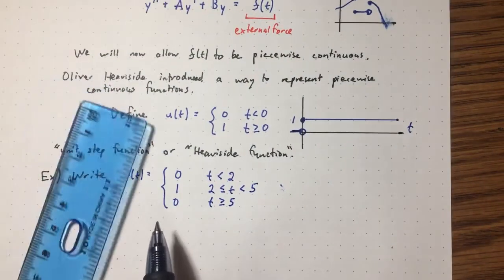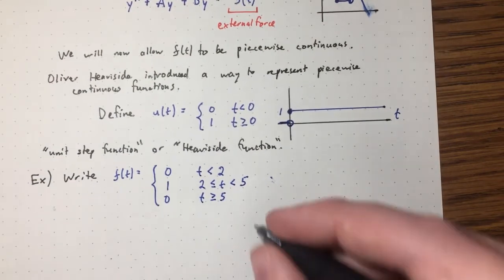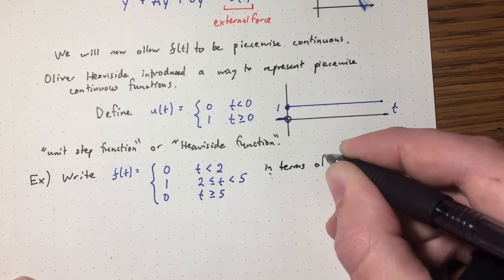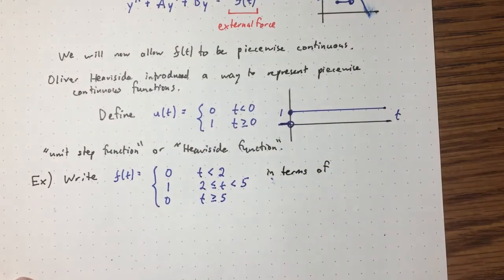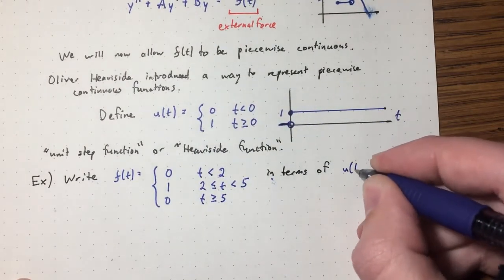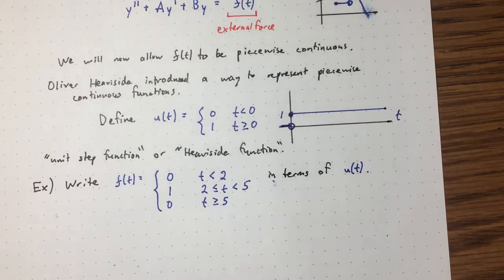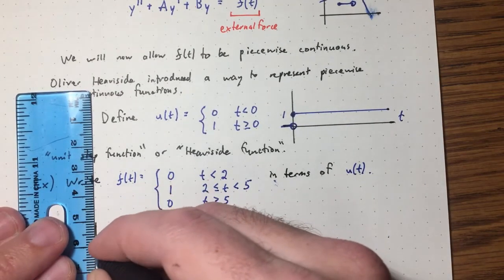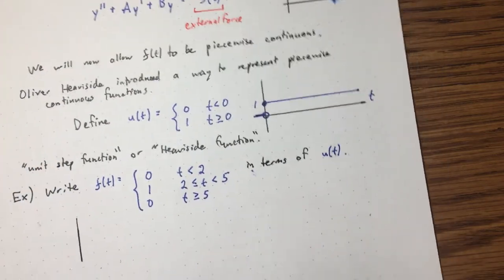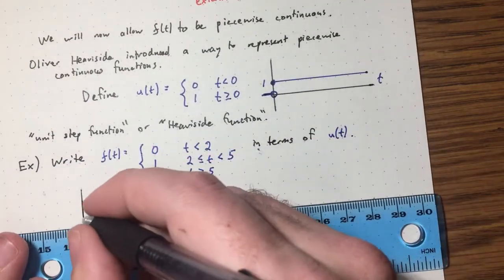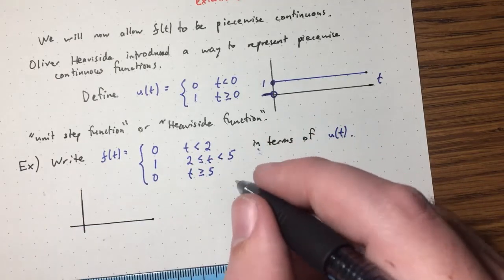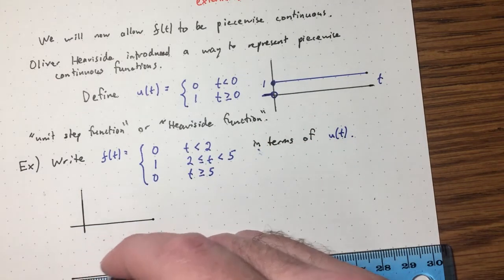Okay, so what does this look like? What do we want to do? We want to write this in terms of the Heaviside function, in terms of this unit step function, u of t. So can we figure out how to do that? Okay, first thing I'm going to do is just try to graph this function f of t. While I'm at it, I'm actually going to draw a couple more plots down here.